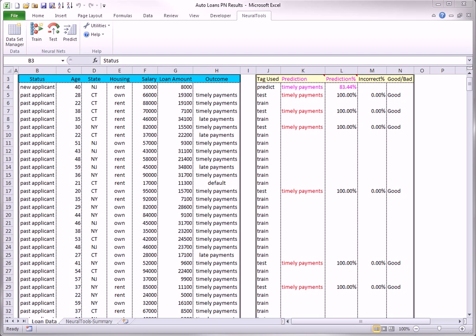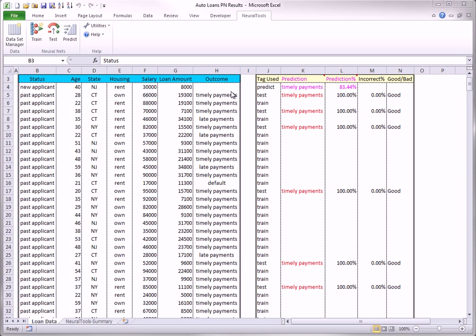This video discusses the results you see when you train a neural net with NeuralTools and then apply it to test or prediction data. The first part of the video uses this auto loan data for illustration. The problem here is a classification problem, where loan outcomes can be timely payments, late payments, or default. There is only a single data set, and 20% of the cases were set aside for testing. The case in row 4 was used for prediction.